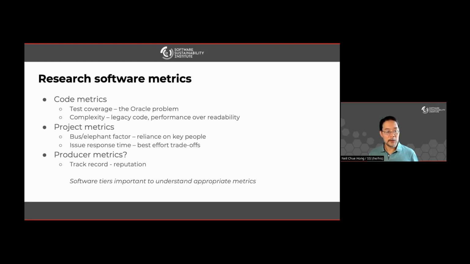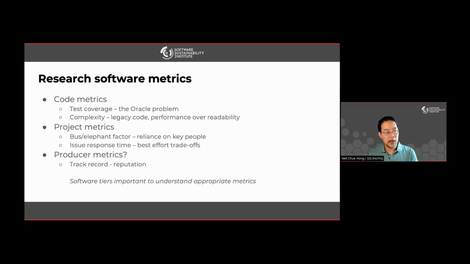You can look at things around how often code is being changed or updated. You can look at things like test coverage and so on. But some of these things are quite hard to apply for research software. The one that's normally brought up is test coverage. So there's something that is known as the Oracle problem. And this is where, to put in particularly unit tests, you really need to understand what the correct answers are. What is a valid test?